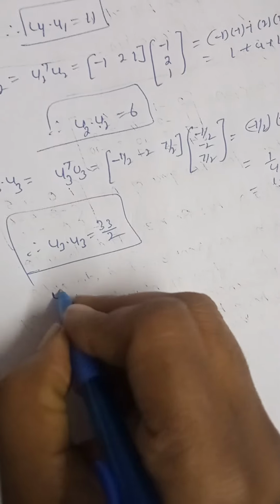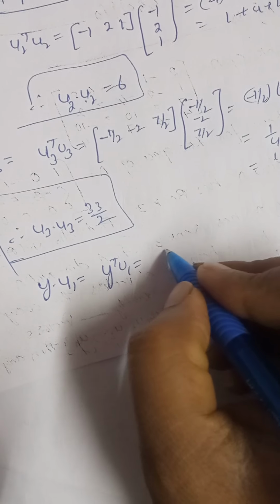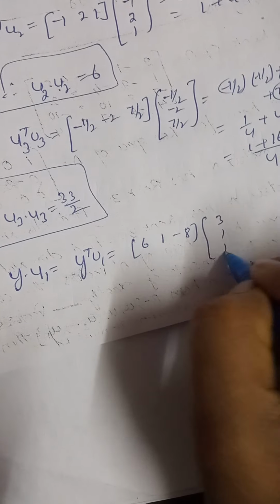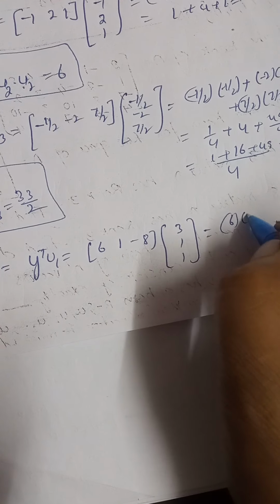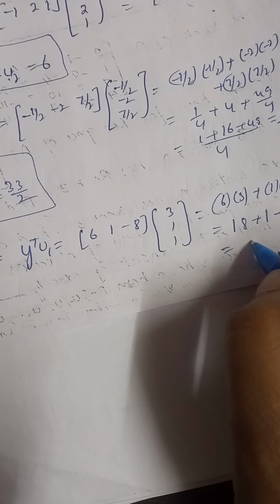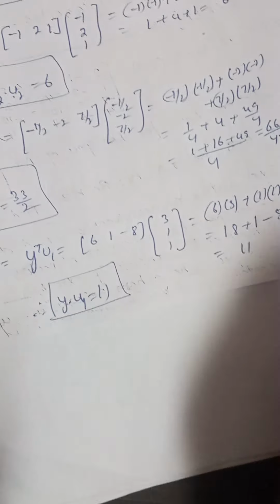Next we need to find y·u1, y·u2, y·u3. Now see here, y·u1 is equal to y transpose u1, as per the definition. What is y? (6, 1, -8) dot u1, which is (3, 1, 1). The product is 6 into 3 plus 1 into 1 plus -8 into 1, which is 18 plus 1 minus 8. Now what we are getting here is 11. Therefore, y·u1 is equal to 11. Next we need to find y·u2, right?